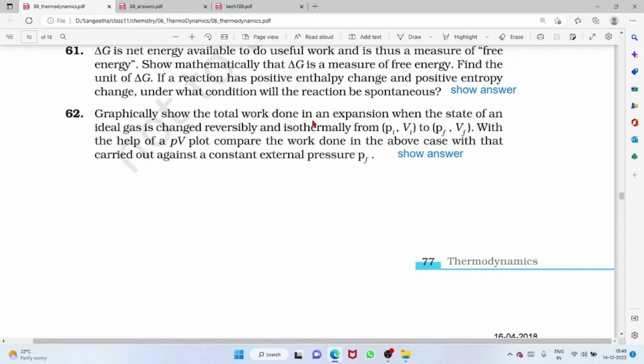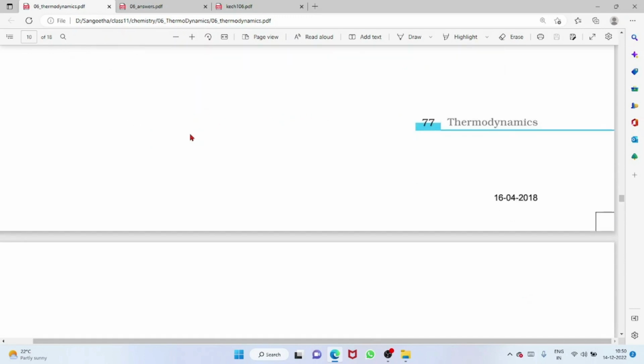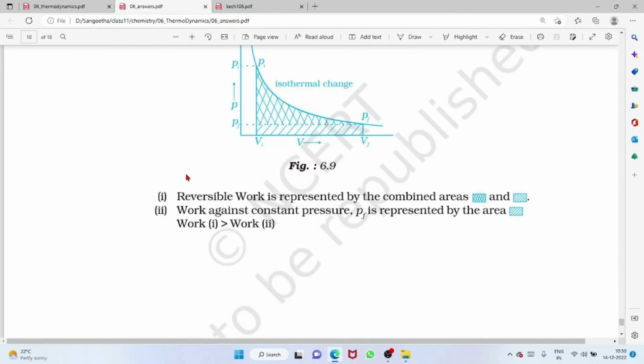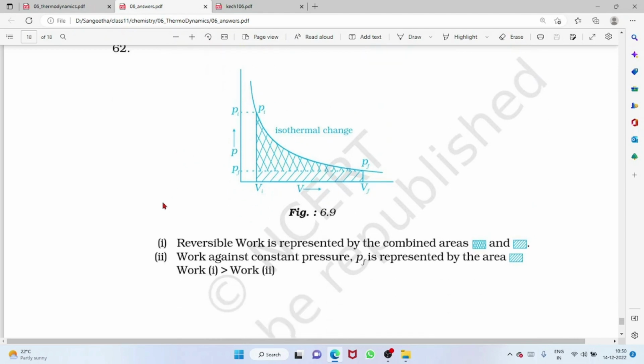Graphically show the work done in an expansion when the state of an ideal gas changes reversibly and isothermally from this pressure and volume to this pressure and volume with the help of the PV plot. Compare the work done with the work carried out against the constant external pressure. This is also given in the book, so you can refer to the answer. This is the reversible work done. The combined area of this and this is the work done against the constant pressure. Work done one is greater than the work done two.